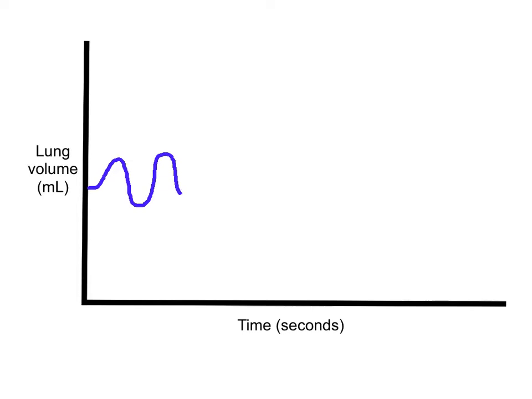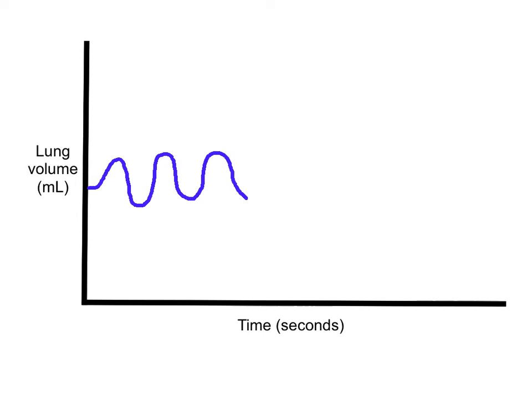When using a spirometer to measure lung volumes, the data is recorded on a graph. The graph shows time in seconds on the x-axis, and lung volume in milliliters on the y-axis. When you breathe in, the spirometer records it. When you breathe out, the spirometer records it. Breathe in and out, quiet, normal, unthinking breathing.